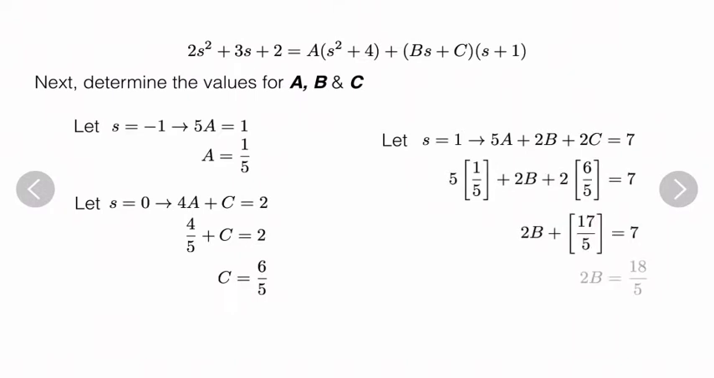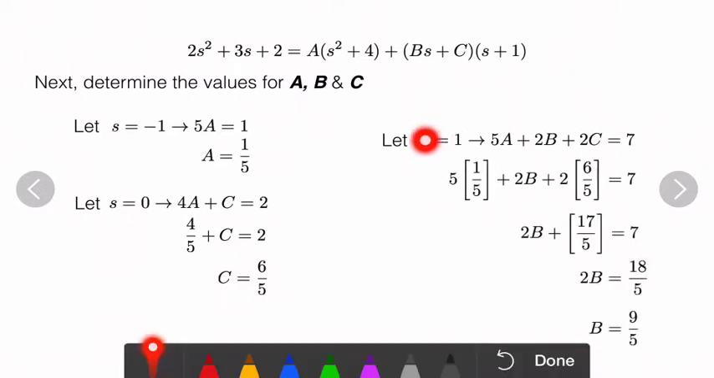For this one, we can select any value of s, but for an easier case we use s equals 1. We substitute s equals 1 in the function here, and this is what we have. Because we already know the values of A and C, we just substitute them back and simplify. I believe we'll then get the answer for B.